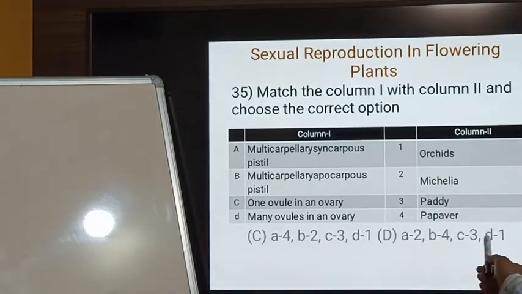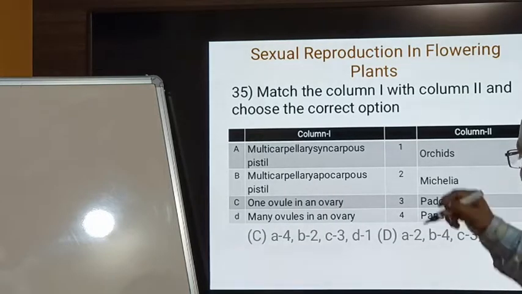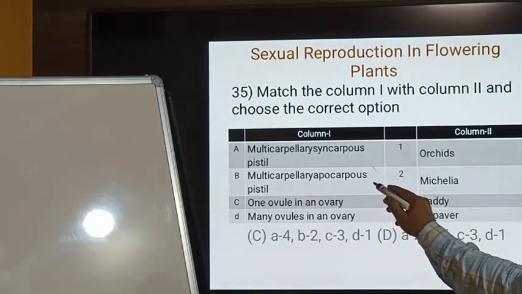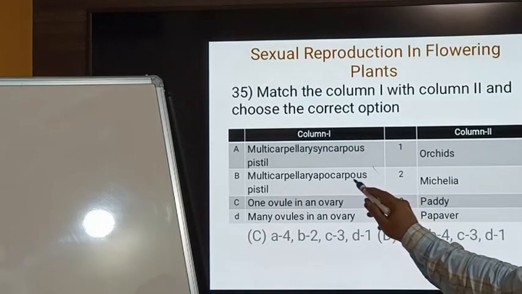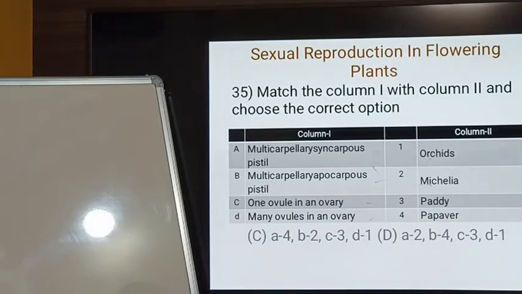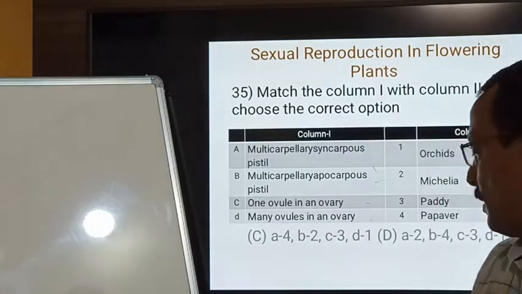So the option is not featured. In match the following, if you mark like this, that's enough. Then we can check the options. Multicarpellary apocarpous, Michelia. Okay, next one.